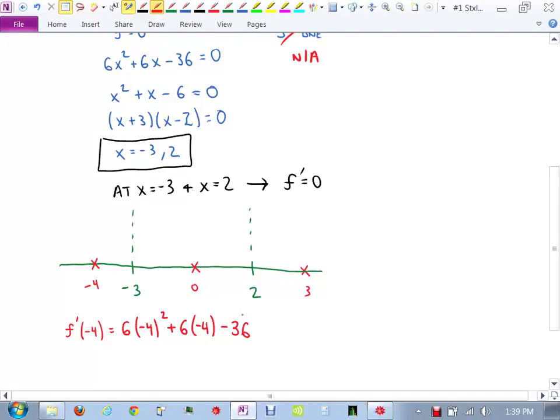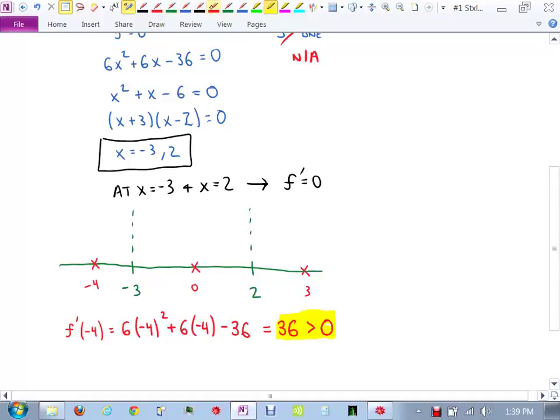You get 36? Anyone else get 36? Yes? All I care about, though, is what? It's positive, right? That's the key. Because it's positive, what does that tell me my function is doing over there at -4?